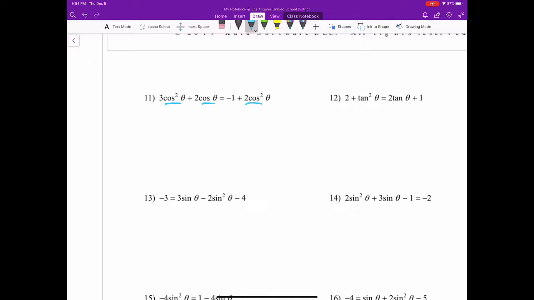If I subtract 2 cosine of theta with my like term, we end up with cosine squared theta plus 2 cosine theta. And see this one here? We're going to add 1 to both sides. So plus 1 is equal to 0. Now, that doesn't look like just cosine theta equal to something.